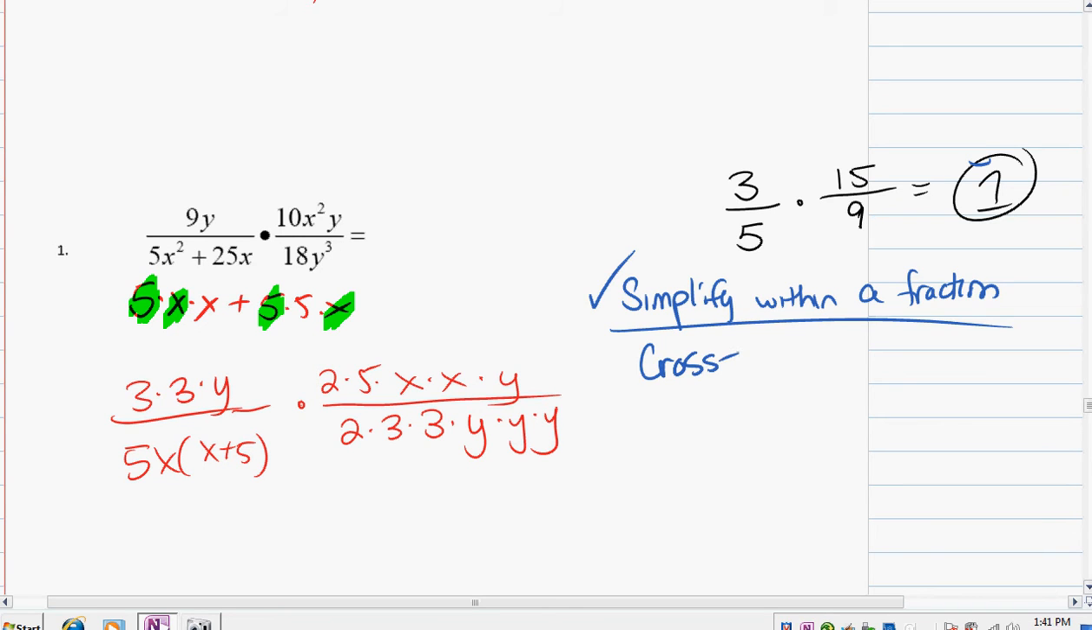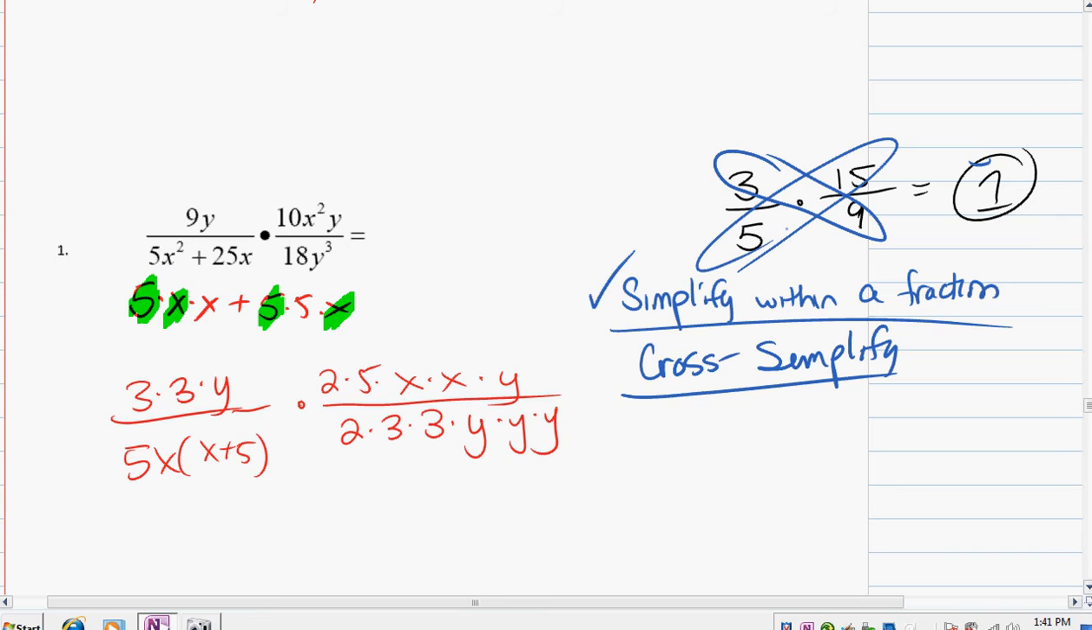Cross simplify, many people call it, which is this direction, simplifying, almost like cross multiplying, but you're not cross multiplying because you can only cross multiply over an equal sign. So let's see if that works. So 3 goes into 3 once, into 9 3 times, 5 goes into 5 once, into 15 3 times, 1 over 1 times 3 over 3 is definitely 1. So that works. And now let's see if we can find out if it works to simplify across.